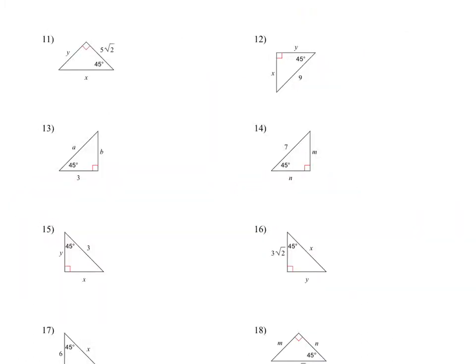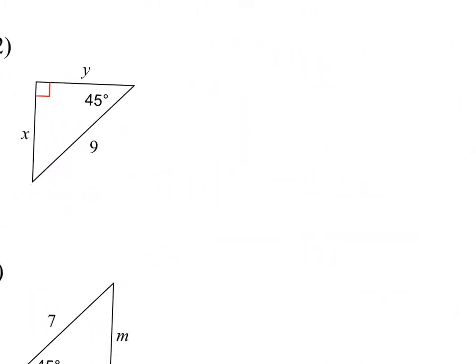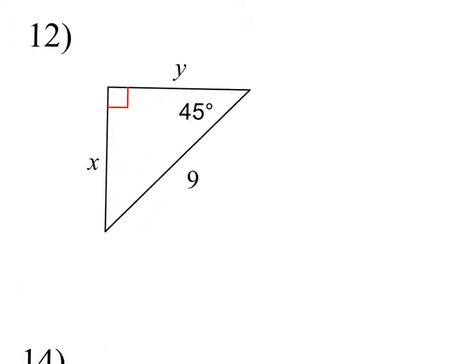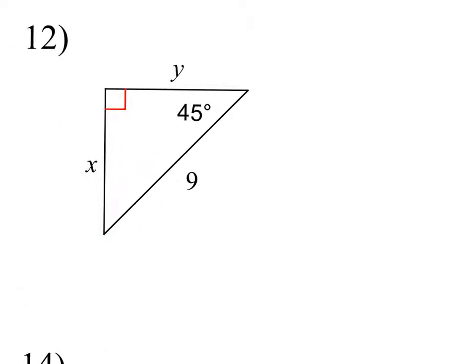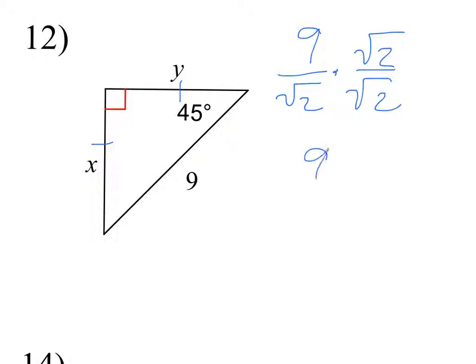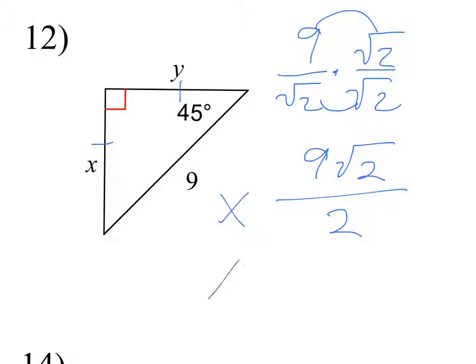Okay, number 12 is very similar to that, but it's got one issue that makes it a little different. We've got the hypotenuse, which is 9. We want to find the leg, so we're going to take 9 and divide by radical 2. Well, again, we're going to multiply it times radical 2 over radical 2, and we get 9 radical 2 when we multiply the tops. When I multiply the bottoms, radical 2 times radical 2 is 2. Now, that is my answer.